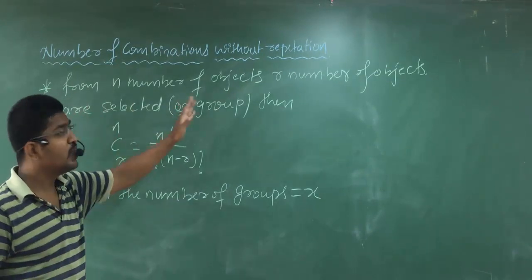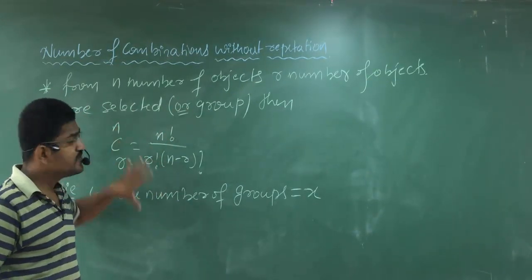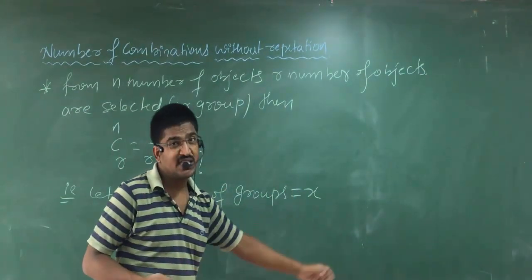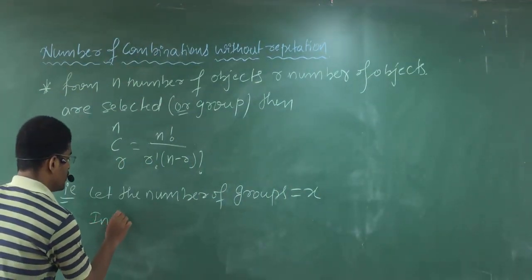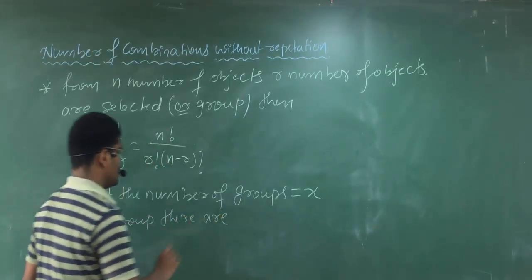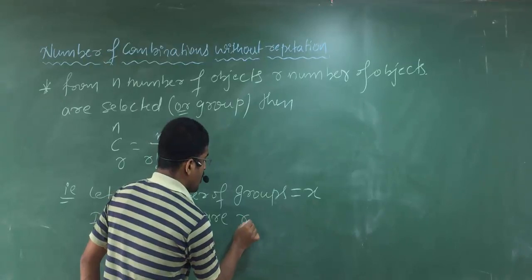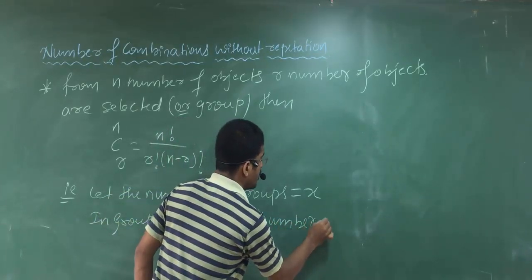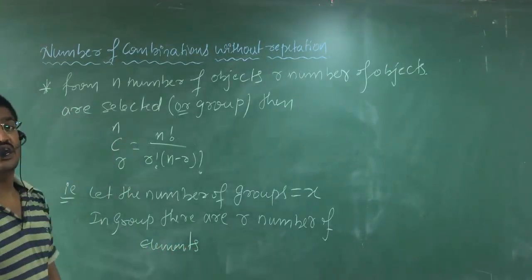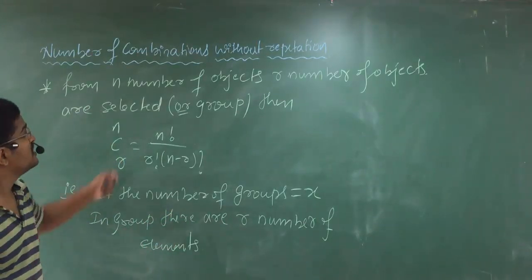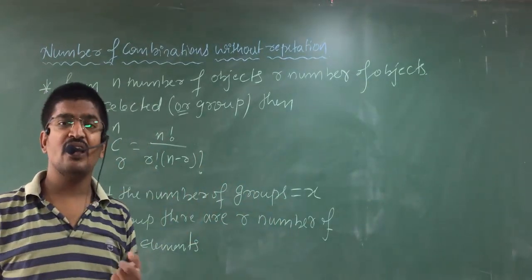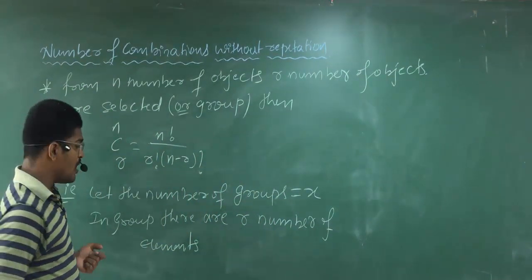Clear? Now directly we have written it through the definition, no problem. But how does this formula come? Let us look at that. Let the number of groups be x. In each group there are r number of elements, that means r number of elements are taken and made x number of groups, so that each group contains r number of elements.